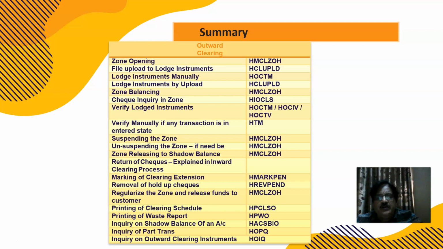Printing of clearing schedule, HPL SO, HPCL SO. Printing of all inward clearing reports consolidated will be done in the HPW. It is a bulky report that is generated. And if you want to inquire on the shadow balance of an account, HACS BIU. Inquiry on pattern, HOPQ. Inquiry on outward clearing instruments, HOIQ, right? So you can do this here.